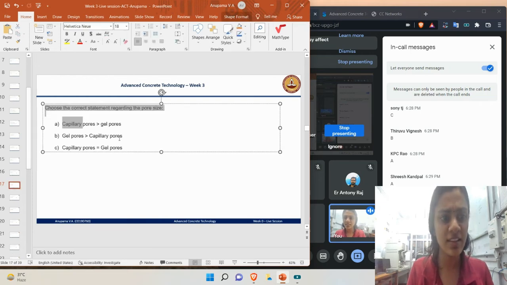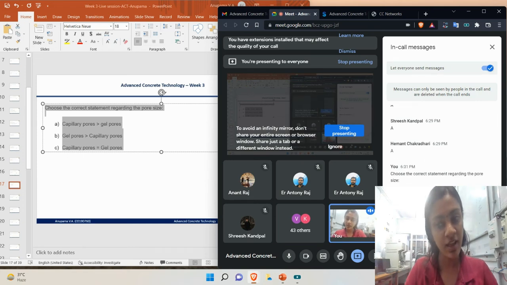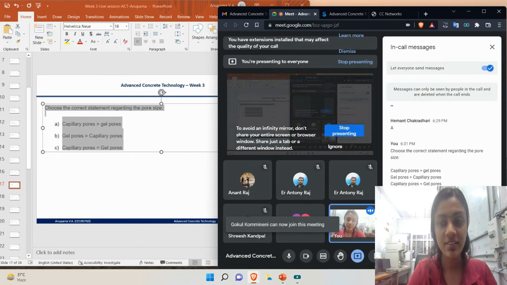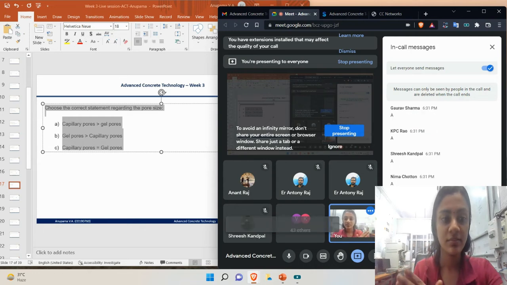This is fairly an easy one. Choose the correct statement regarding the pore size. Capillary pores have a size greater than gel pores. Gel pores have a size greater than capillary pores. Both are of equal size.